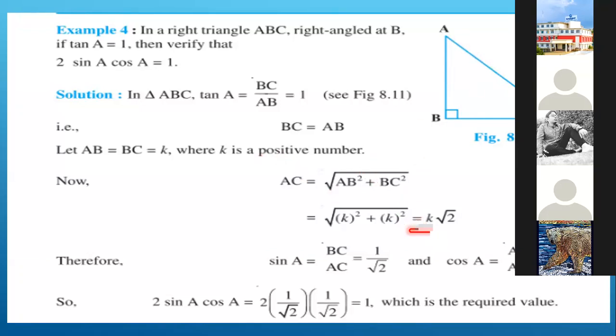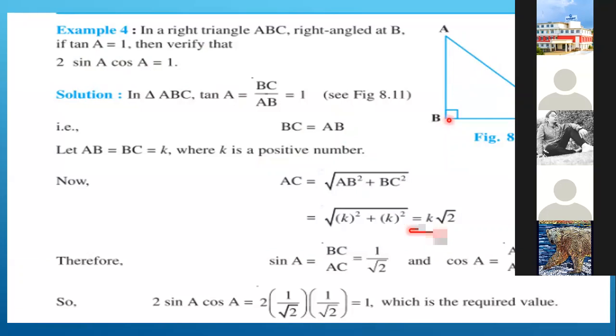So first, to find the value of AC by using Pythagoras theorem, AB square plus BC square is equal to AC square. So AC square is equal to 1 square plus 1 square, which is 2. So AC is equal to root 2. Once we get root 2, they're asking us to verify 2 sin A cos A. So before proving this, find the value of sin A.